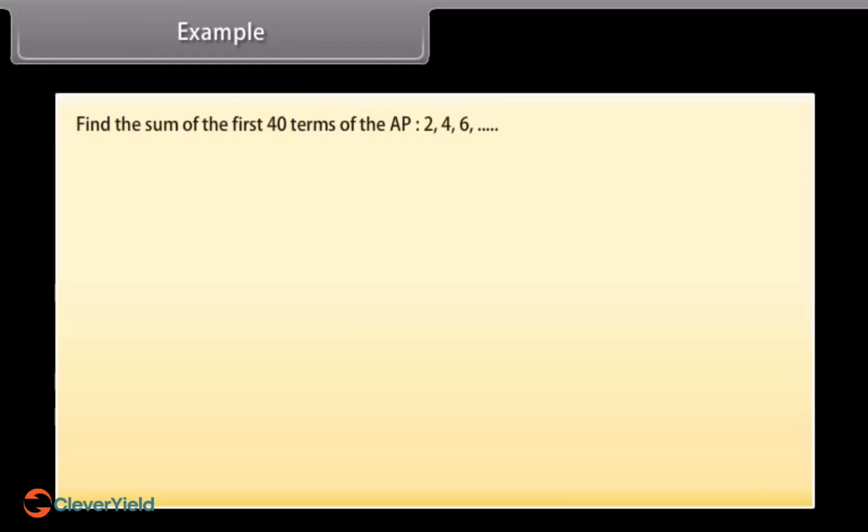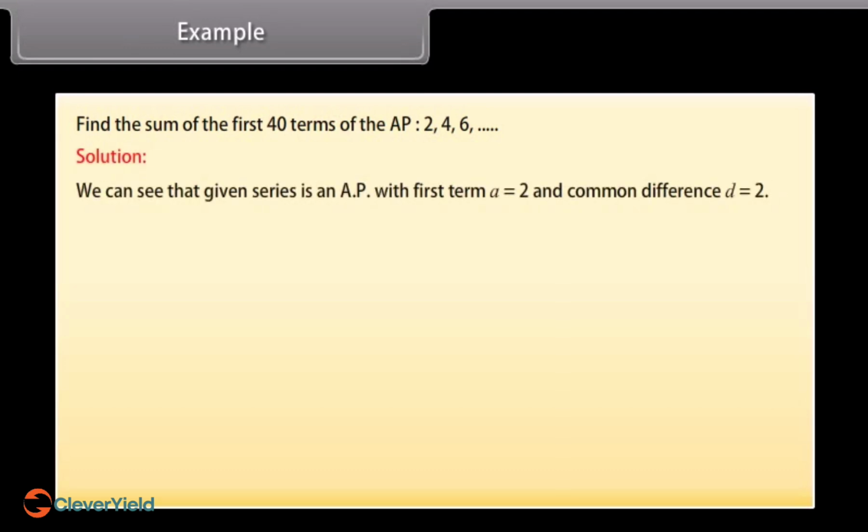Example. Find the sum of the first 40 terms of the AP, 2, 4, 6, so on. We can see that given series is an AP with first term A is equal to 2 and common difference D as 2. We have to find the sum of first 40 terms. So, n is equal to 40.